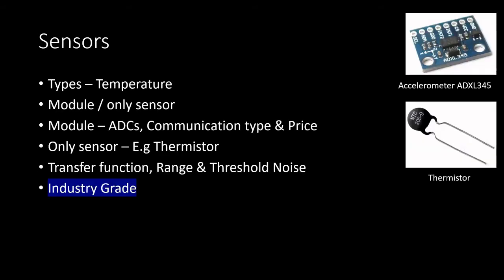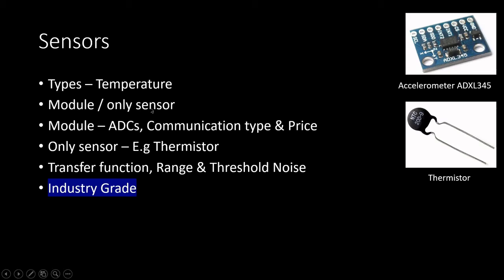Then there is a sensor. There are various examples of sensors, like I told you, the temperature sensor. This is the thermistor, which is a temperature sensor. This is the element present here, sensing the temperature. And this is an accelerometer, whose specific name is ADXL345.